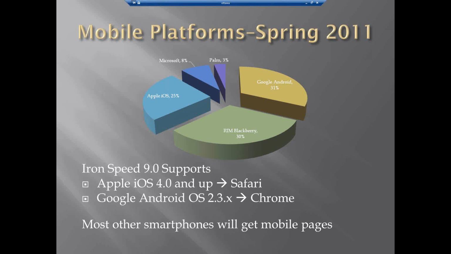So we do make an effort to detect any of the major smartphones out there on the market and give them the smaller mobile pages, which will be better. Now here's an overview of the changes you'll see in 9.0 for mobile.